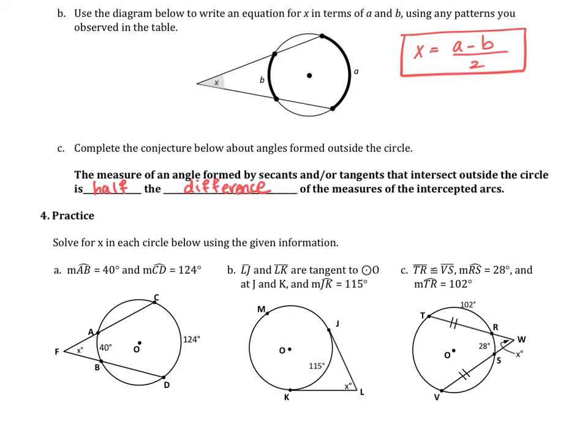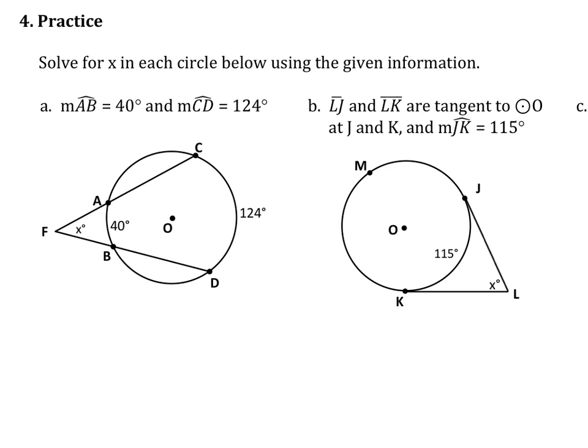So if the two chords intersect inside the circle, then the angle formed is equal to half the sum. If the two secants, or two tangents, or a secant and a tangent meet outside the circle, the angle formed is equal to half the difference. So let's apply this by checking out some problems.